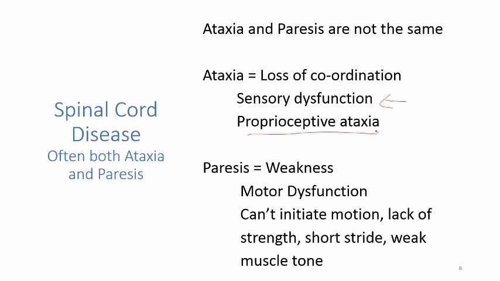Now, paresis, on the other hand, is weakness, motor dysfunction. It means that you absolutely wish to move, but you can't initiate motion. It has a lack of strength, short stride, weakness, and you can have upper motor neuron or lower motor neuron paresis. So remember, we can have that versus that. And we'll talk about the difference between the upper motor neuron and the lower motor neuron paresis.